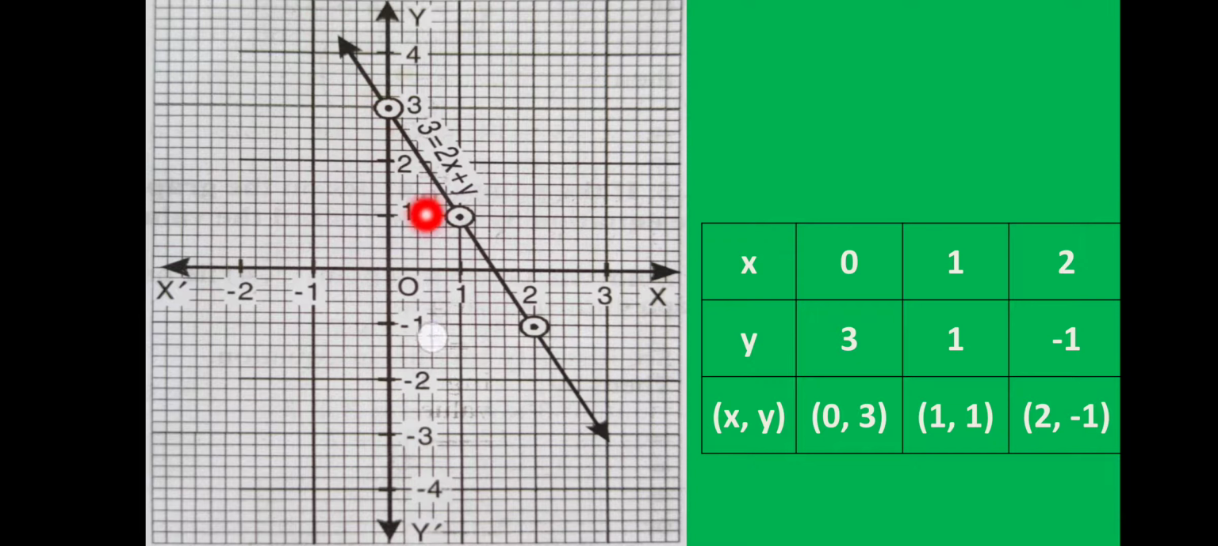Then we will join the 3 points along a straight line and represent arrows along the two sides, which represents that the line may be extended on both sides.